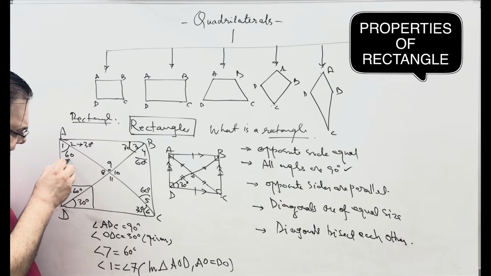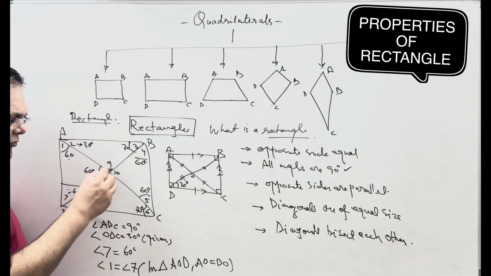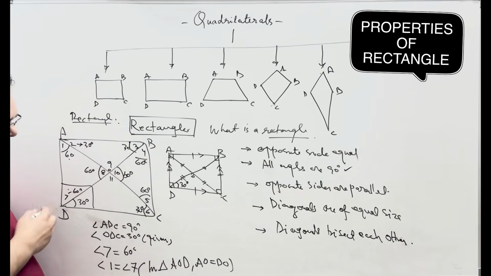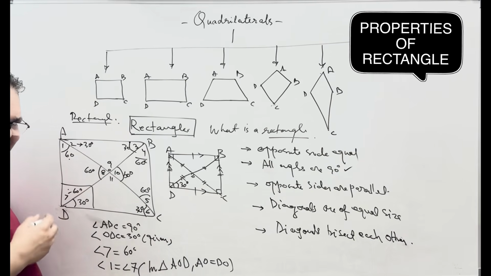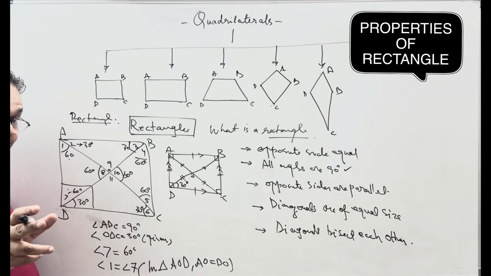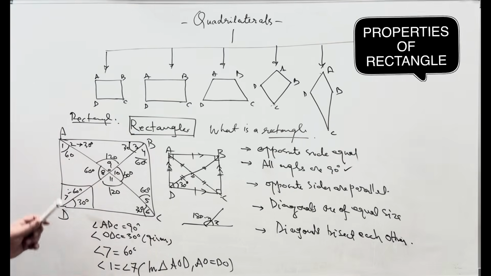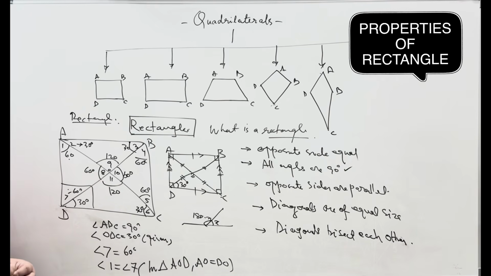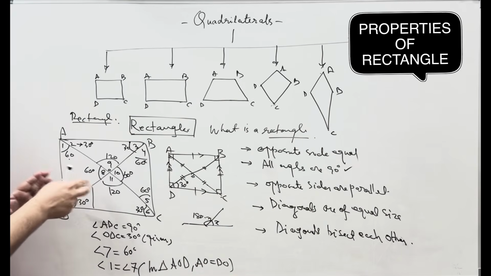This is 60, this is 60, in a triangle the sum is 180 degrees. This is vertically opposite angles. Linear pairs means on a line the total sum of the angles is 180 degrees. It's supplementary. So 180 minus 60. This is how we calculate all the angles in a rectangle. If one is given, then you use the standard properties of a rectangle to find the angles.